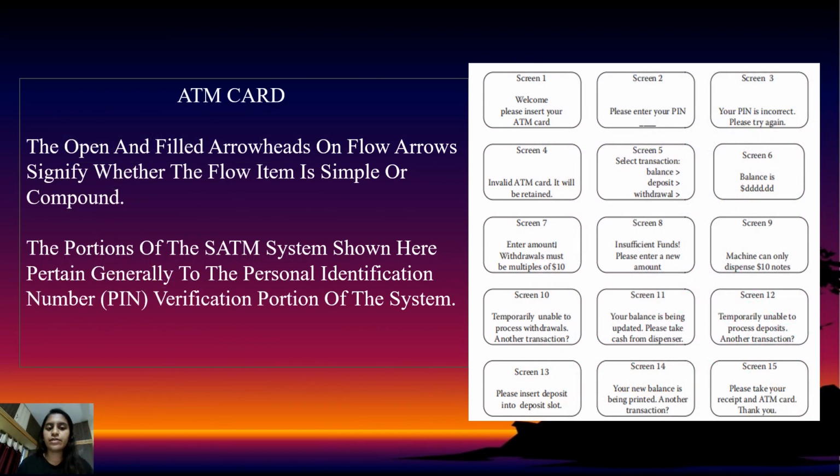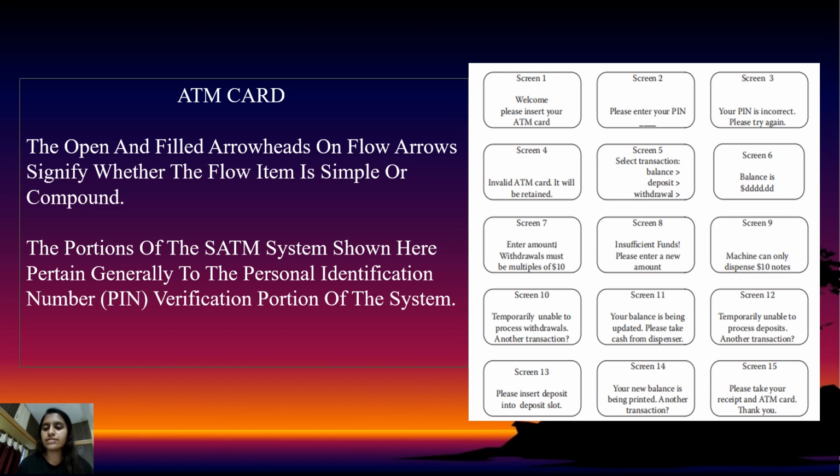This is the example of an ATM card where it has 15 screens. The first screen says, "Welcome, please insert your ATM card." Second one, "Please enter your PIN." Third screen says, "Your PIN is incorrect, please try again." Screen 4, "Invalid ATM card, it will be retained." Screen 5, "Select a transaction."